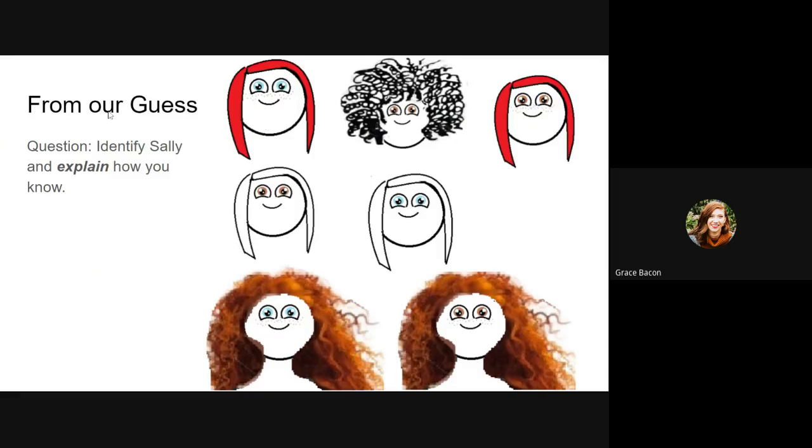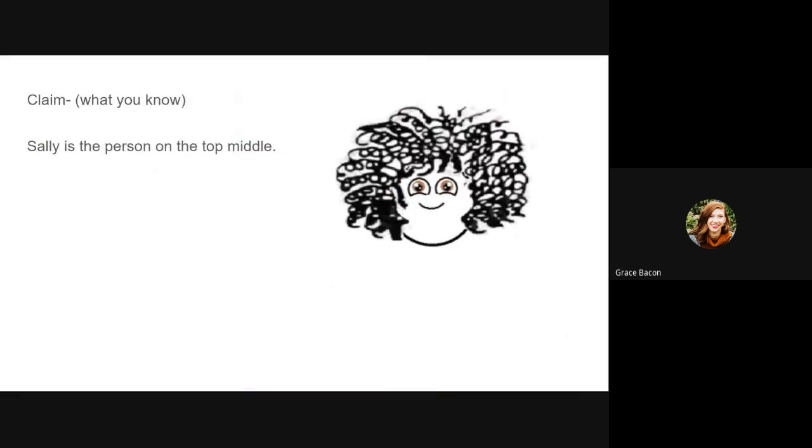This should say from our Guess Who activity. I think I cut off part of the title there. So from our Guess Who activity, say you had a question that said, identify Sally and explain how you know. So identify which of these people is Sally and then explain how you know that. That's the question we would be trying to answer, and I'm talking to you guys about how to write that explanation.